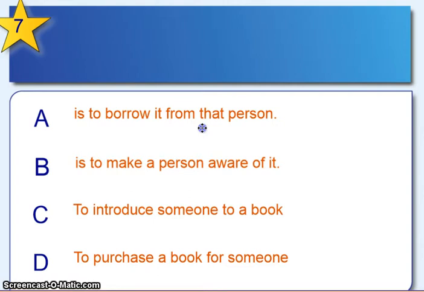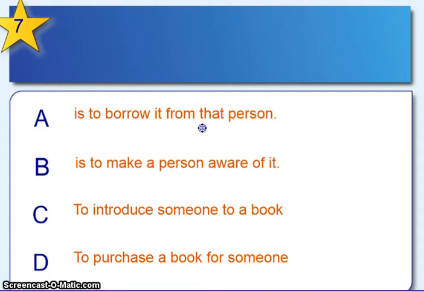So let's think about A and B as the end of our sentences and C and D as the beginnings of our sentences. Let's try C. To introduce someone to a book, A is to borrow it from that person. Well, that doesn't work. B is to make a person aware of it. Does that work? Yeah, it seems to work, but let's try D just to be safe.